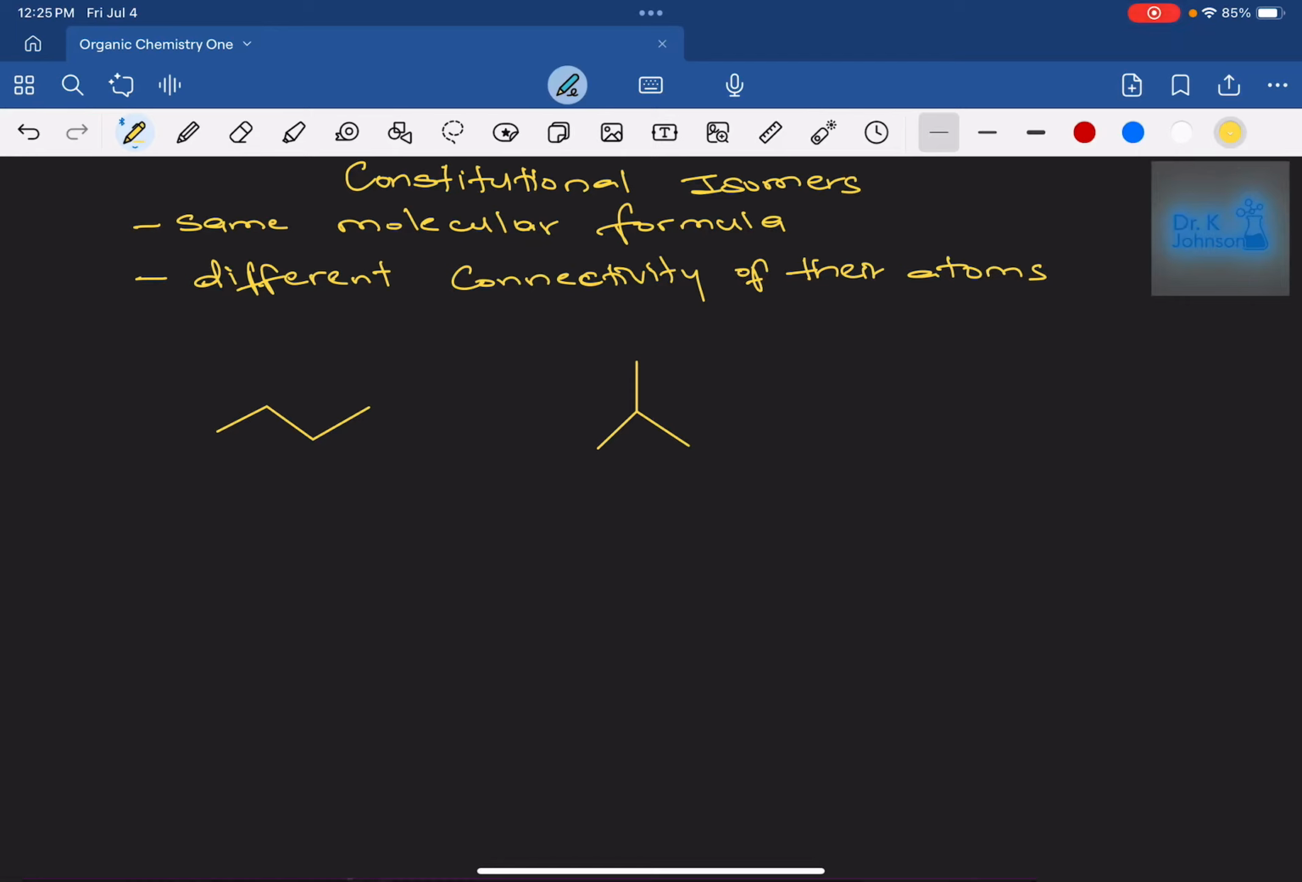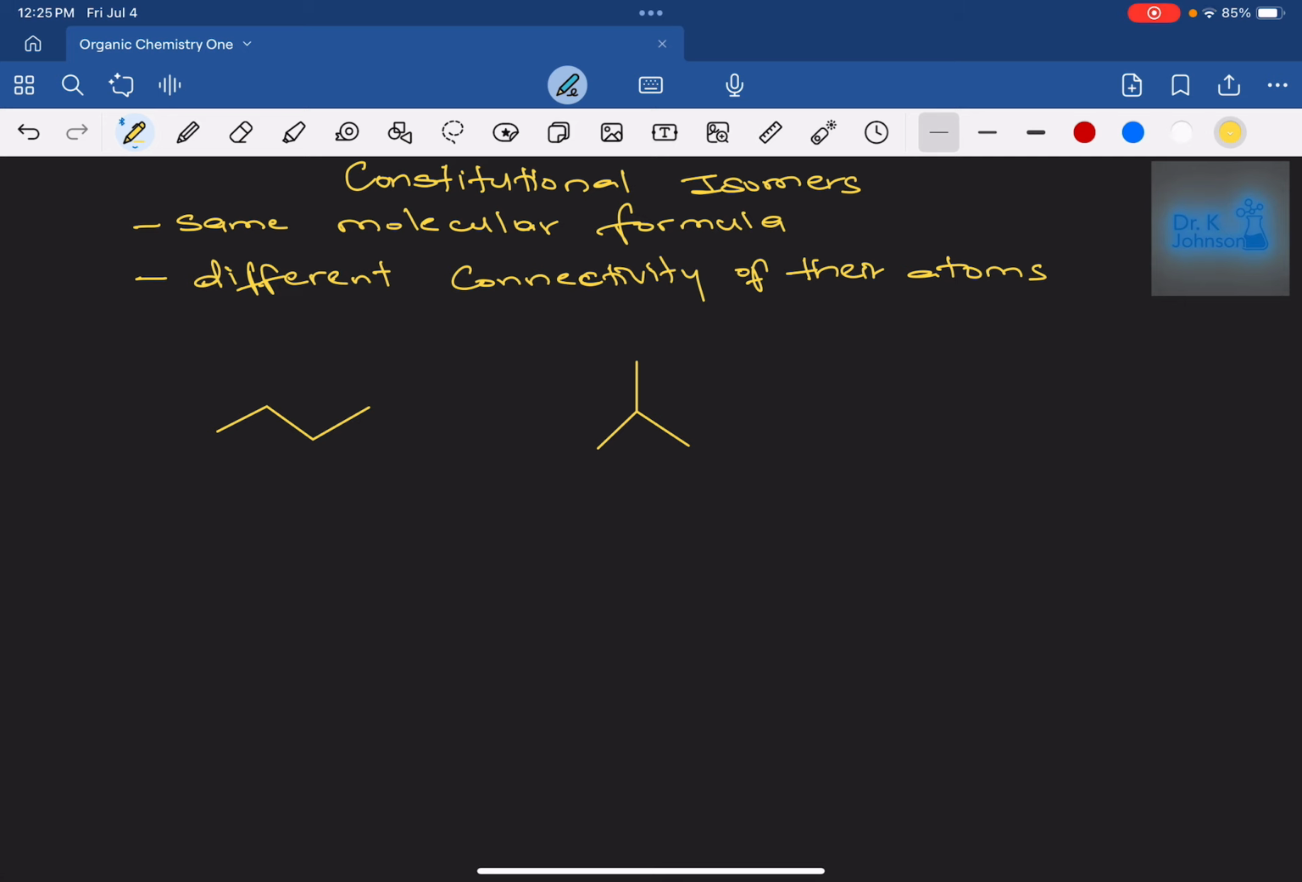Let's talk about constitutional isomers. Constitutional isomers have the same molecular formula, but different connectivity of their atoms. So if you have two, three, or more constitutional isomers, they all have the same molecular formula, but how the atoms are connected must be different.